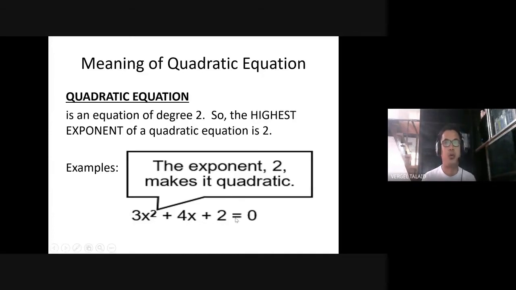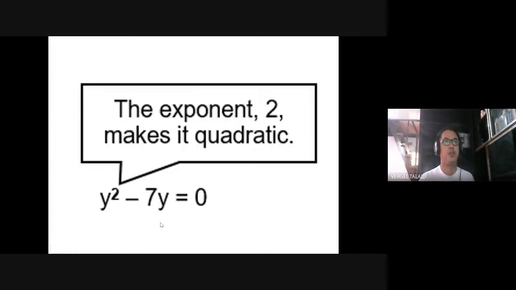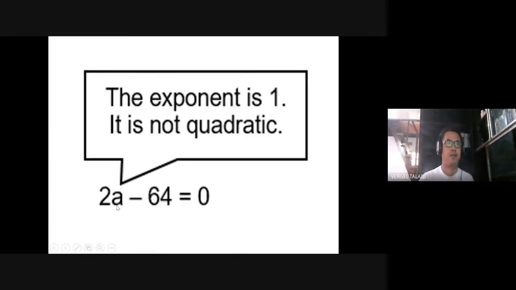This is an example of a quadratic equation because the degree is 2, wherein the highest exponent is 2. That makes it a quadratic equation. Another example is y squared minus 7y is equal to 0. This is also a quadratic equation because of this 2, which is the highest exponent of the variable y.